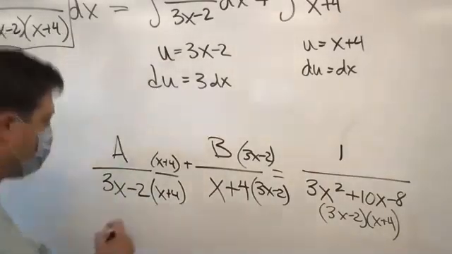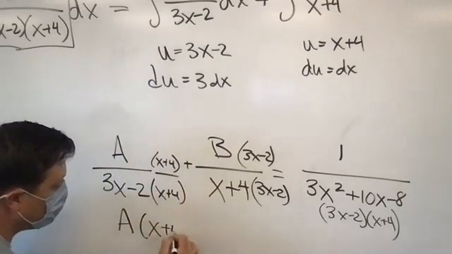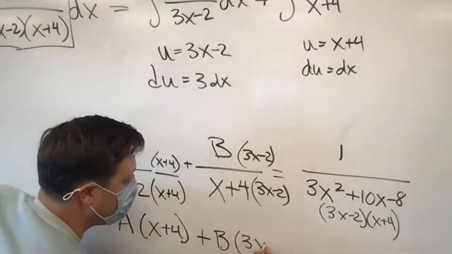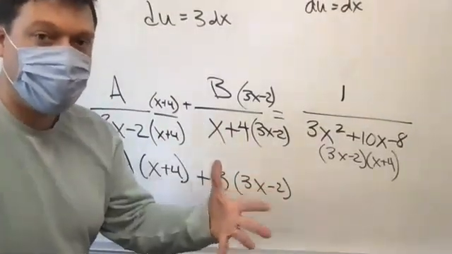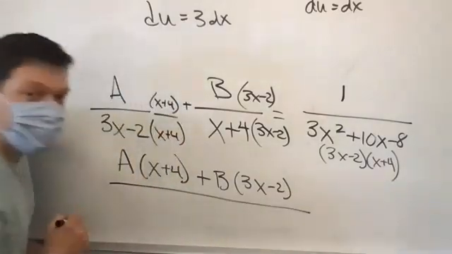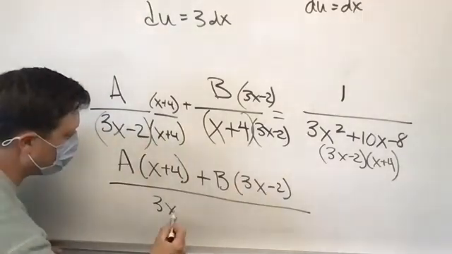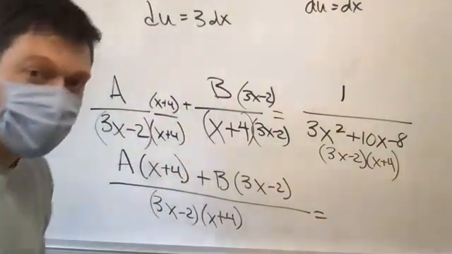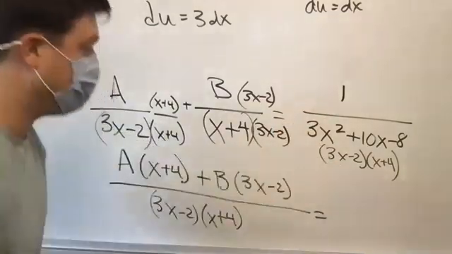So A times (x plus 4), I'll write it with parentheses first, plus B times (3x minus 2). This is now the new numerator. It'll help us figure out what A and B are. It's all being divided by the common denominator. But we still have what it originally equaled. It equaled this, 1 over 3x minus 2 times x plus 4.